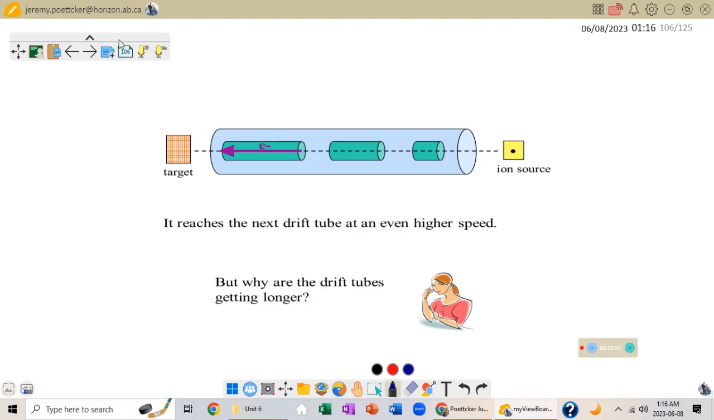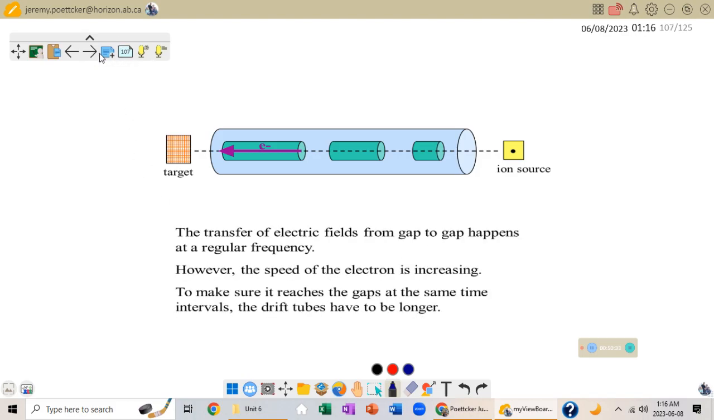Why are these drift tubes getting longer? It's because the transfer of electric fields from gap to gap happens at a regular frequency, right? But the electron is traveling faster. So here it's moving pretty slow, we have a short drift tube. Speed it up, longer drift tube, because the time it takes to go from here to here is the same as the time to go from here to here, which is the same as this time to go from there to there. So we want to reach the gaps at the same time intervals. The drift tubes have to be longer.